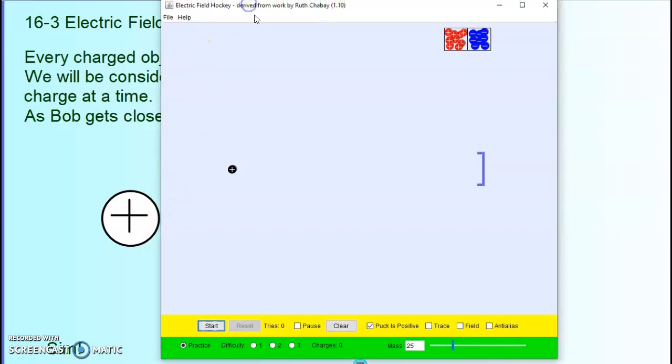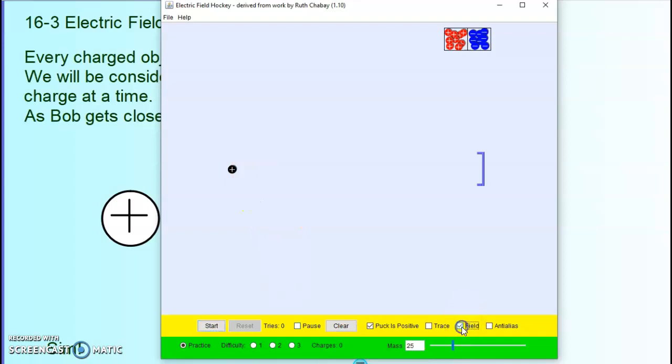I don't know if you've ever used the PhET simulators from University of Colorado. This is one of those. So what you see here, because it's a hockey-based game, here's a goal, here's a positive hockey puck. And this positive hockey puck is what we call a test charge. It has very little charge itself, but it can help you see electric fields. And so that's what I want to do right here.